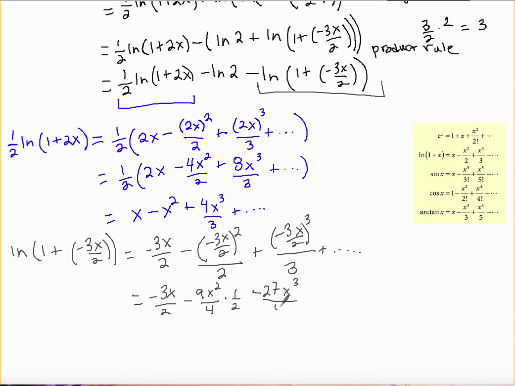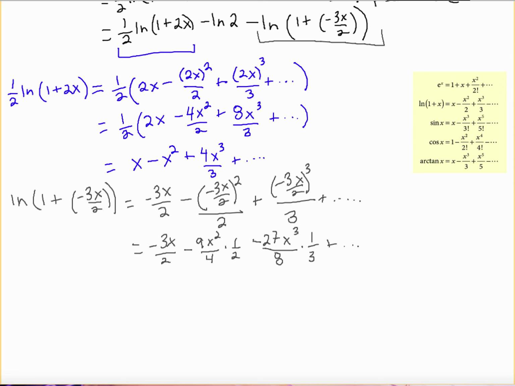2 cubed is 8. And then since we're dividing by 3, I'm going to multiply by the reciprocal, which would be 1/3. And the pattern will continue. We can simplify this a little bit further. And now I've got negative 3x divided by 2 minus 9x squared divided by 8 minus, let's see, 3 goes into 27 9 times, so that'll be 9x cubed divided by 8. Okay. And then the rest. Beautiful. Okay. So, I think that's as simple as that one's going to get.